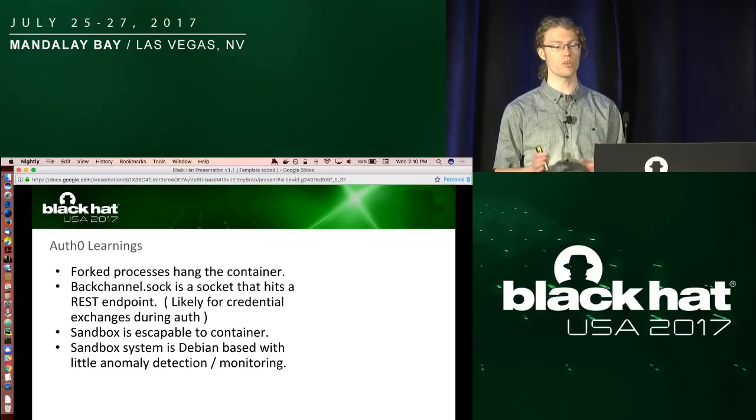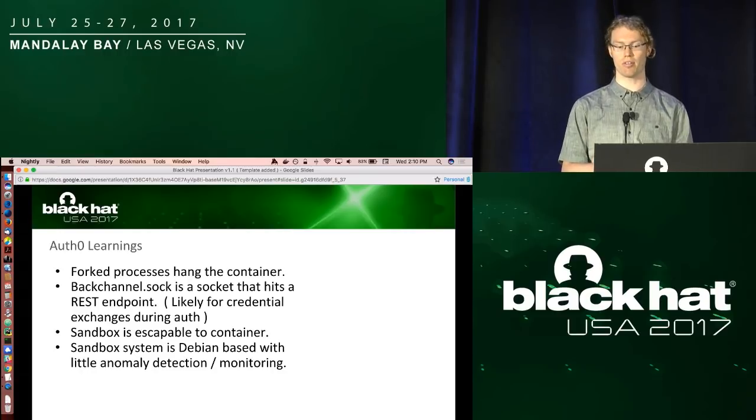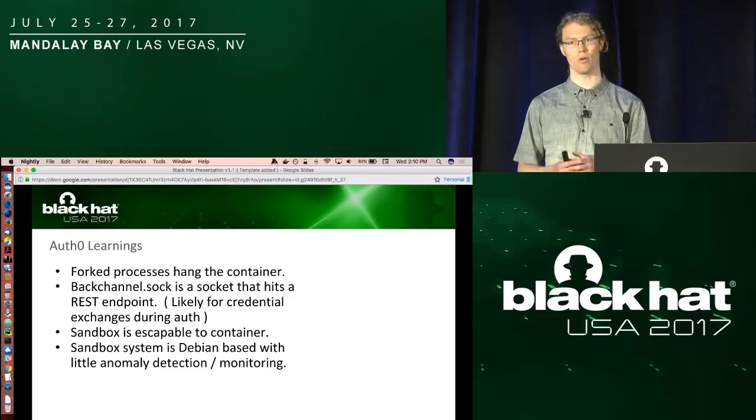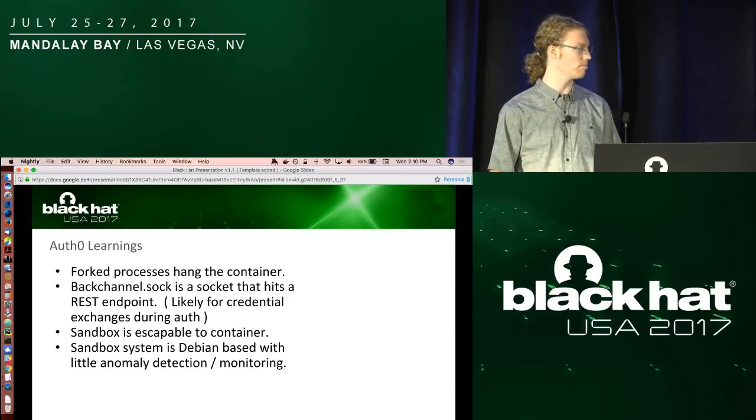Backchannel.sock is not anything too crazy. It's a socket that hits a REST endpoint, which is probably for credential exchanges. You can escape the sandbox to the container, as demonstrated by our ability to call Python or shell commands or whatever else is on that Linux installation. And the sandbox system is Debian-based with a little anomaly detection and some extra monitoring thrown in.